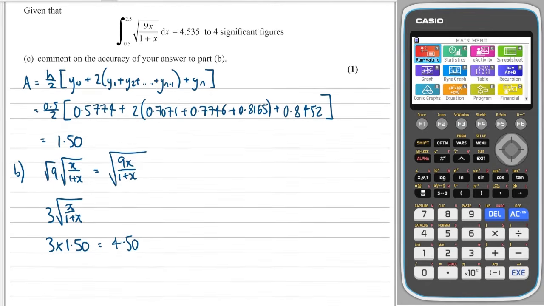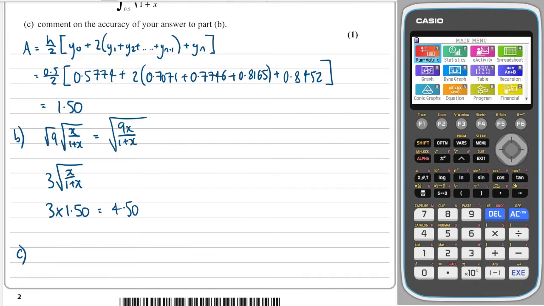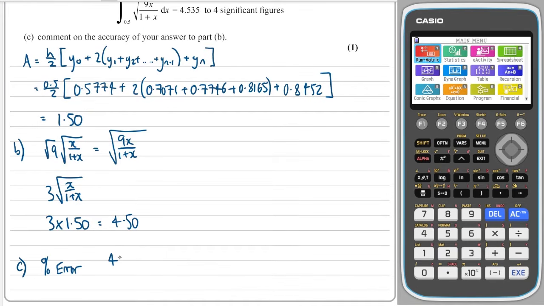It says, given that the answer is actually 4.535, comment on the accuracy. Well, in order to comment on the accuracy, we need to find a percentage error. We do that by taking the difference between the two values. So this is the actual value, and we take away the estimate, which is 4.5, and then we divide that by the actual value, and then we multiply that by 100. I'll put that into my calculator just quickly.